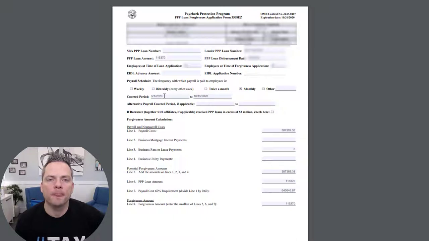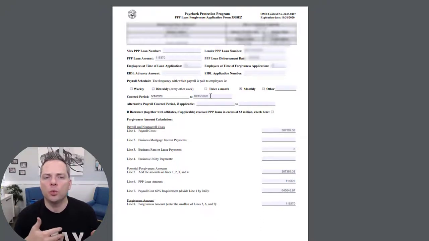When you do that, then the covered period is the period in which you want to use, or that you used, the funds. You can either choose an 8-week period from when the loan was disbursed or a 24-week period. I went ahead and put in May 1st, 2020, and 24 weeks from there is 10/15/2020. If you got your PPP loan less than 8 weeks ago, then you want to use the 8-week period. For everybody else, when we were getting these back in March, April and May, go ahead and use the 24-week period, because that just gives you a bigger window of allowed expenses so that your PPP loan amount is going to be forgiven.